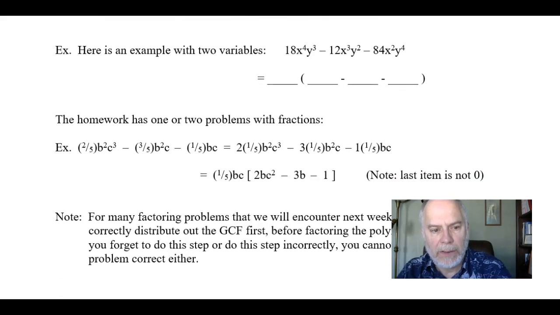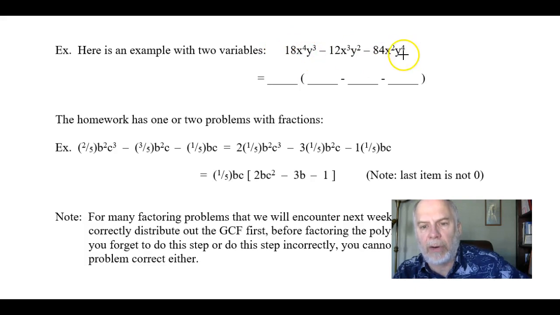All right? And then the last example here, not the last example, but this next example has 2 variables. So we don't just have x, but we also have y. So what goes into all 3 terms? 18, 12, and 84. Well, you could break up 18 into its prime factors. You could think of it as, okay, 2 times 9, but 9 breaks up into 3 times 3.